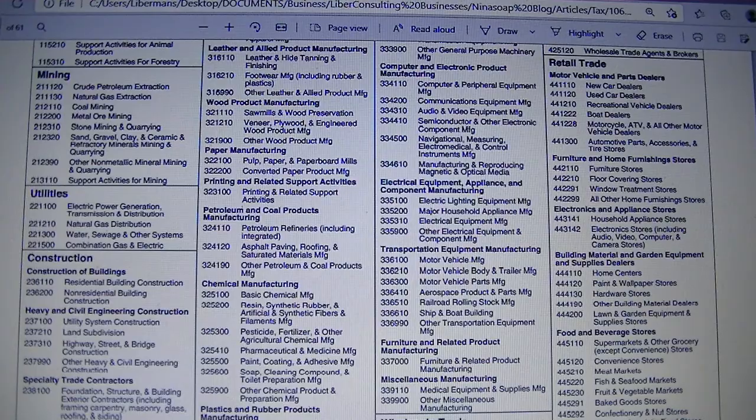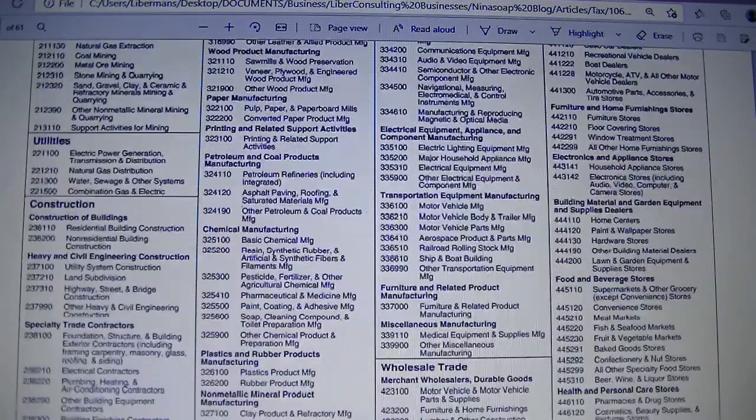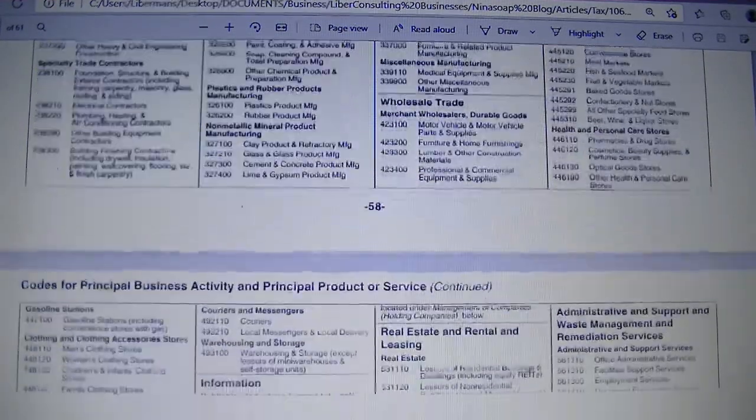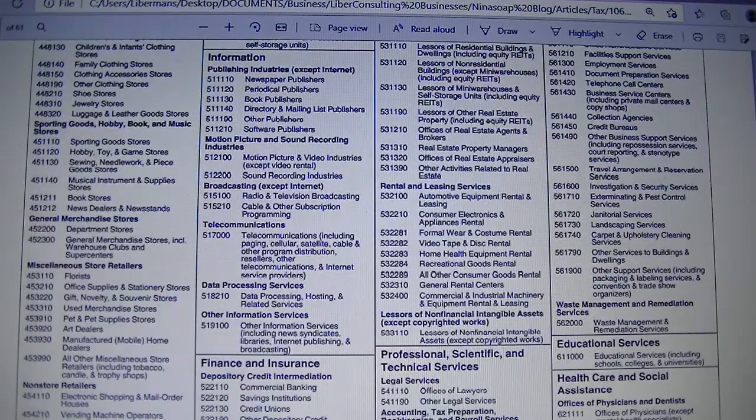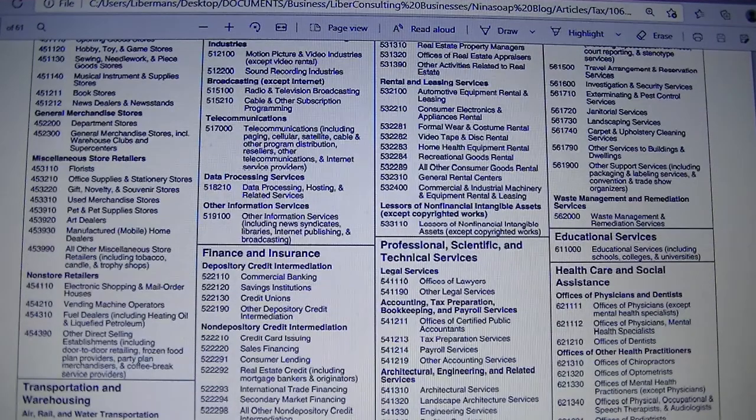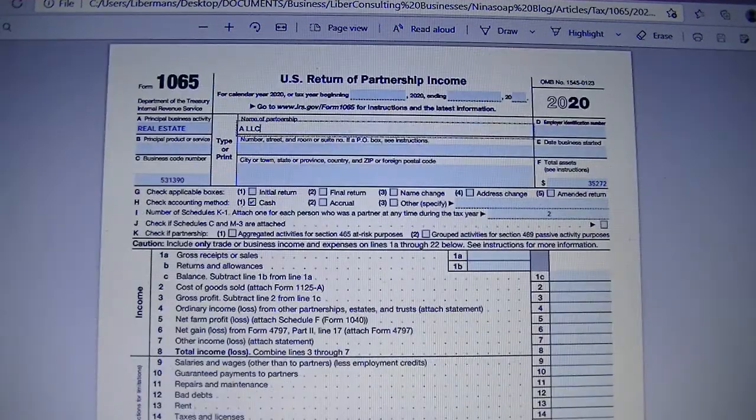Retail trade, they have stores and clothing stores, sporting goods, general merchandise stores, but then they have non-store retailers. So if you sell online, you don't have a brick and mortar store, you'll choose your number from the retail non-store retailer. But if you choose one while you are requesting your EIN number for your business, you might want to stick to that.